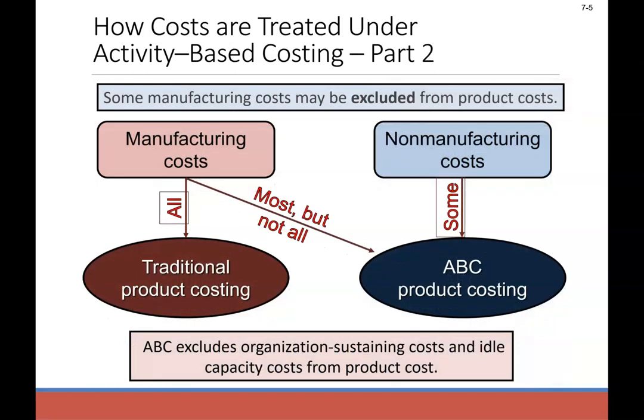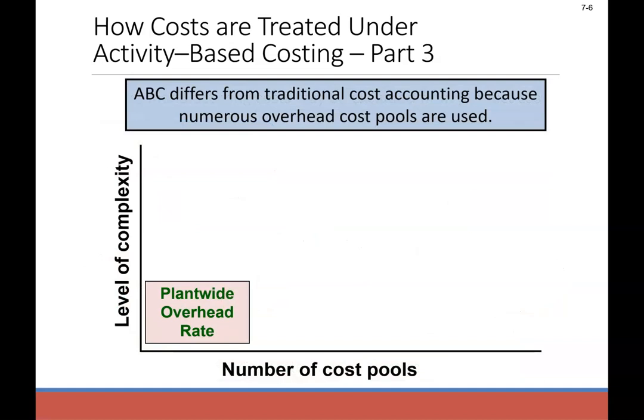So some manufacturing costs are going to be excluded from the product costs. With activity-based costing, it generally excludes the organization sustaining costs and idle capacity costs. So usually in this case, they're going to assign costs, but usually not all of the manufacturing costs.